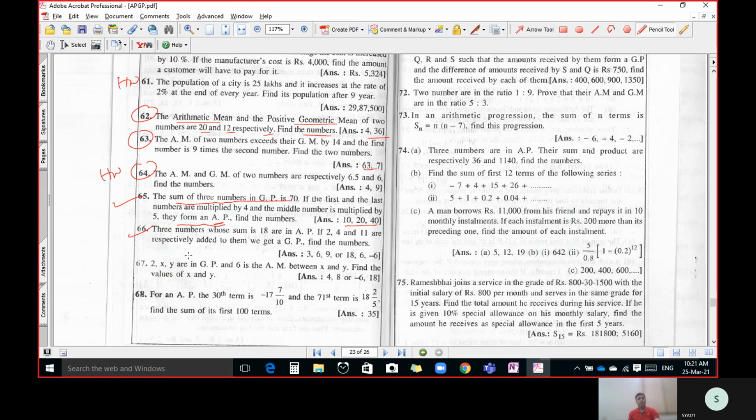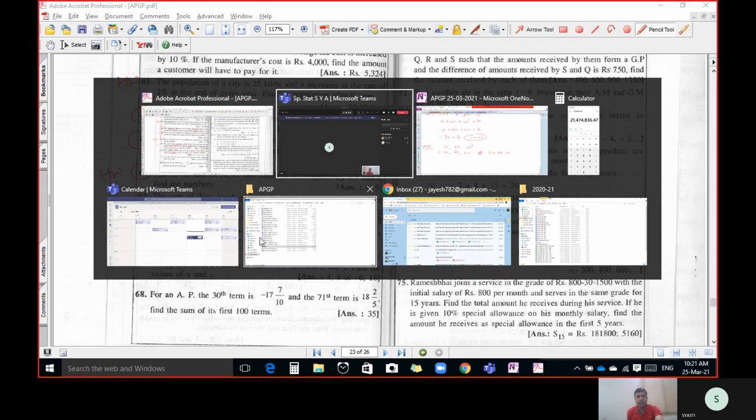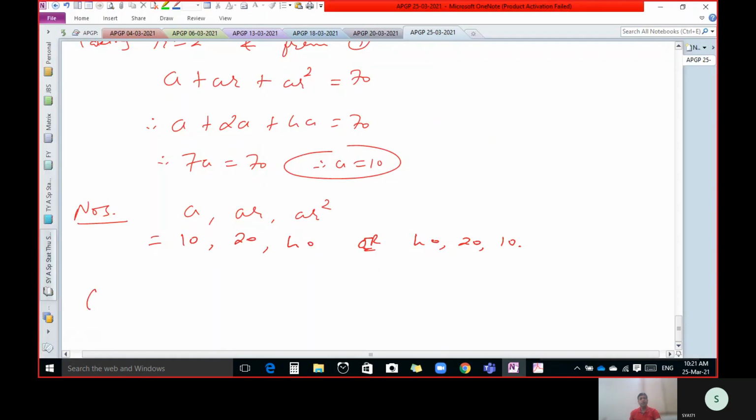Let us do question 66. Three numbers whose sum is 18 are in AP. Now instead of GP here AP is given. Sum is given 18, and it is given that if 2, 4 and 11 are respectively added to them, we get a GP. Find the numbers. So three numbers in AP, but the sum is given as 18. So which three numbers do we have to assume in AP when the sum is given?